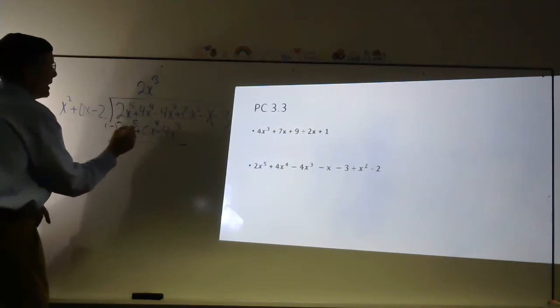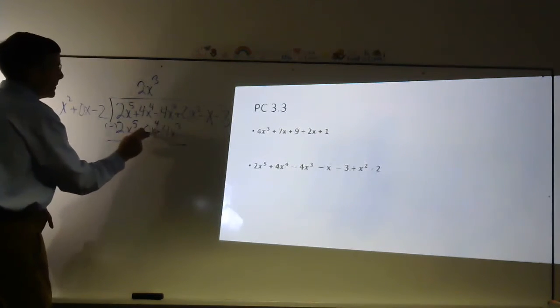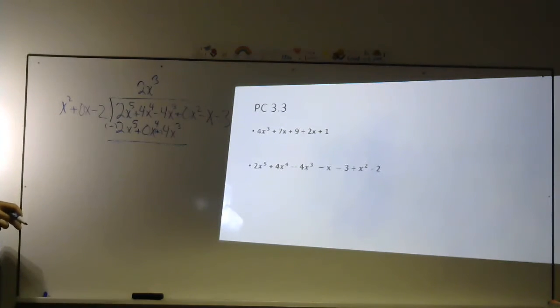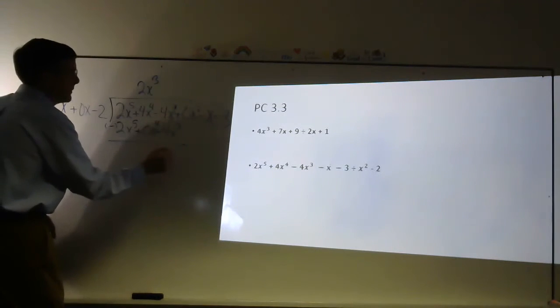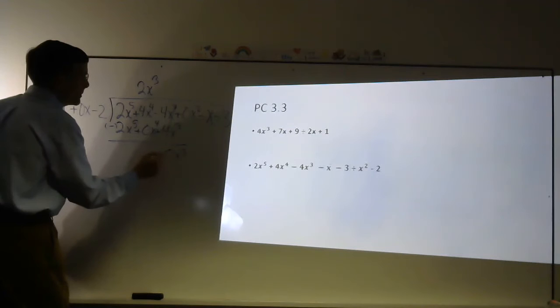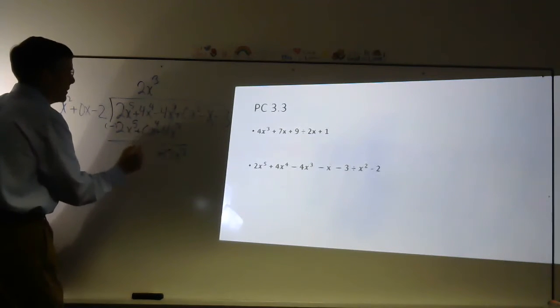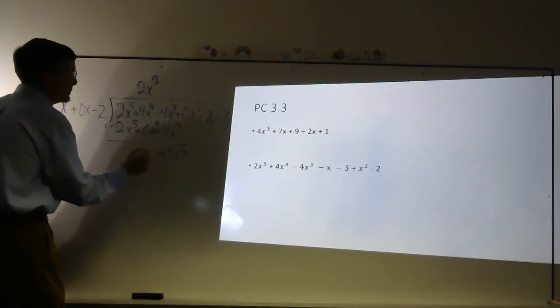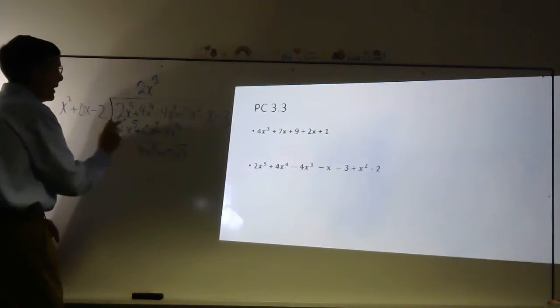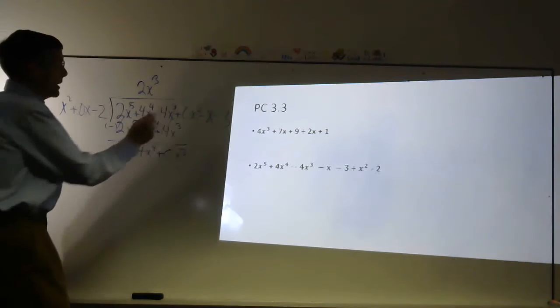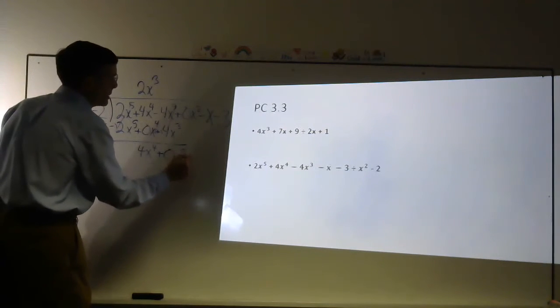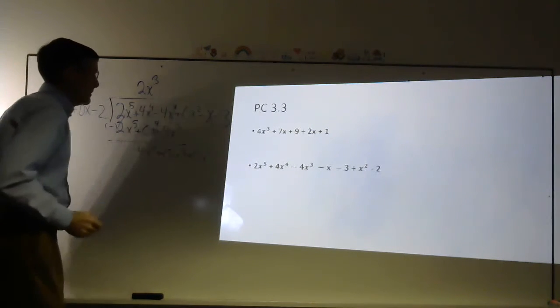Take a negative into the bottom. You don't have to put a negative on front of 0, it's still 0. These terms go away, so I have 0x cubed. These is just 4x to the 4th, and those go away. Okay? Bring down your next term, a 0x squared.